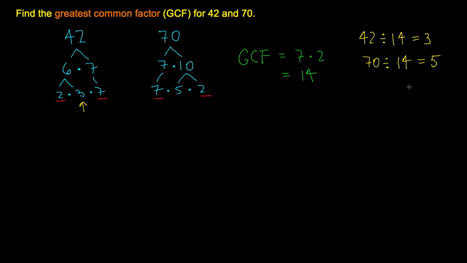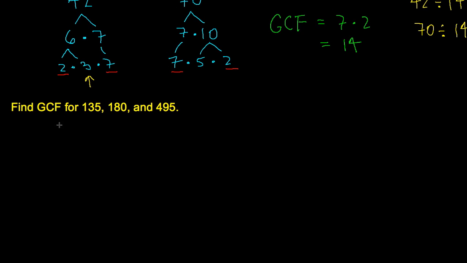So let's try this process with some larger numbers. Find the GCF for 135, 180, and 495. Now we're dealing with some very large numbers, but using the same strategy, we're going to build our GCF from the prime factors that all three numbers share. So I will begin with the 135.